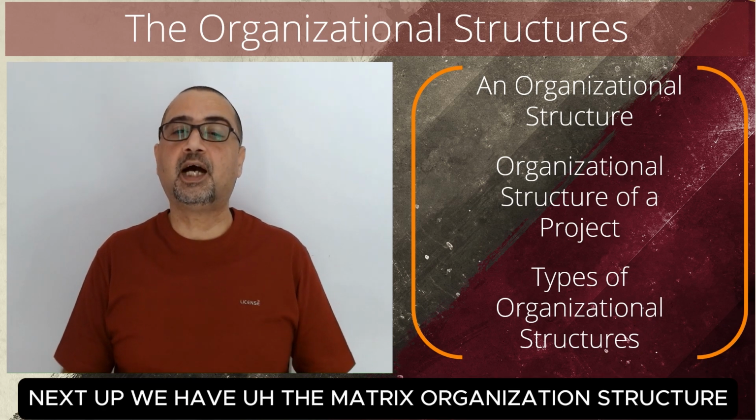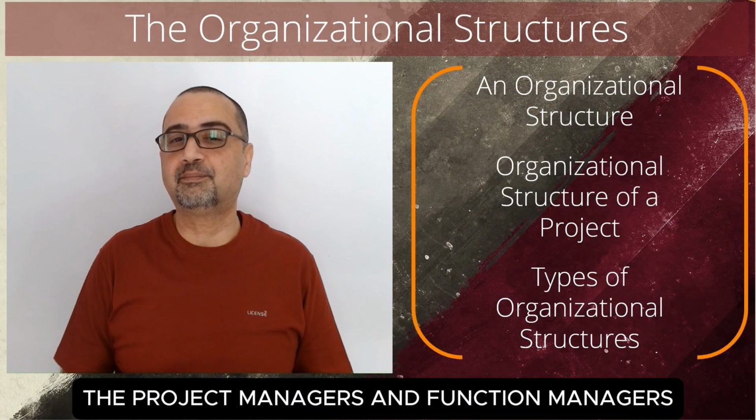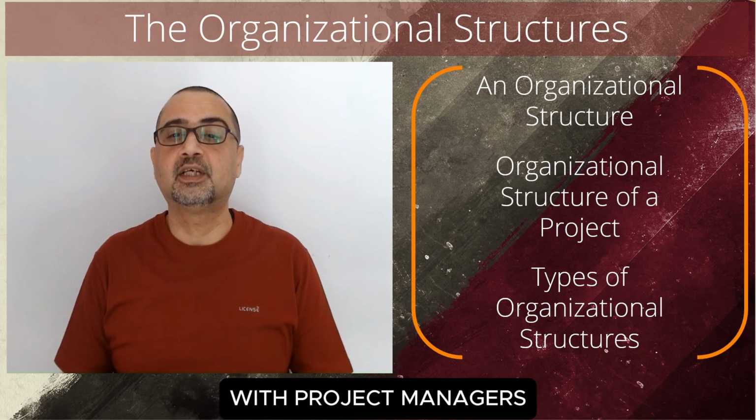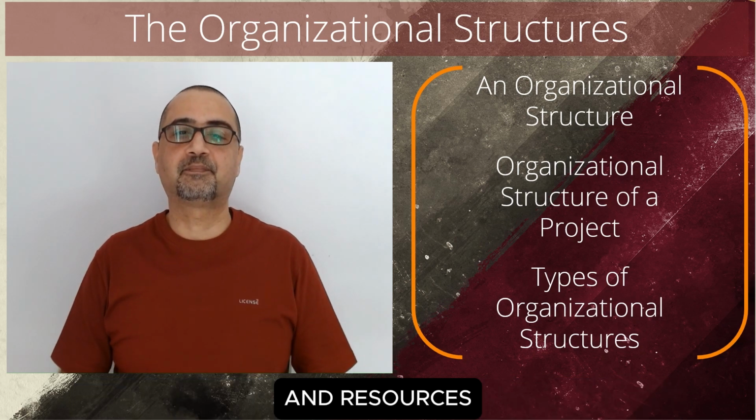Next, we have the matrix organization structure. A matrix organization structure combines elements of both functional and project-based structures. In this type of structure, the project managers and functional managers work together to deliver projects, with project managers coordinating the work of functional managers and resources.